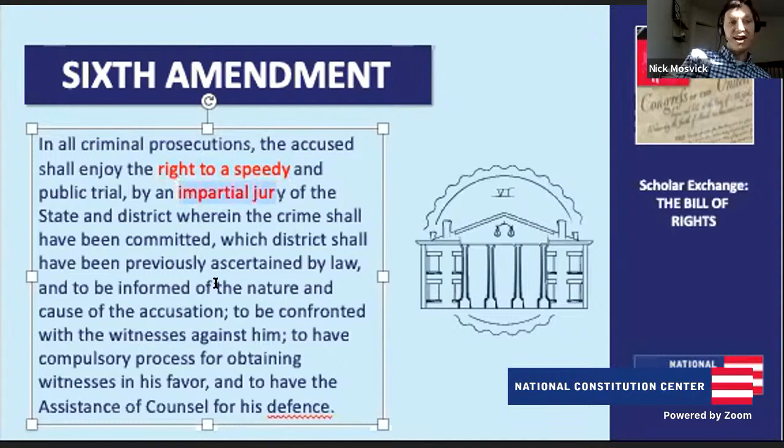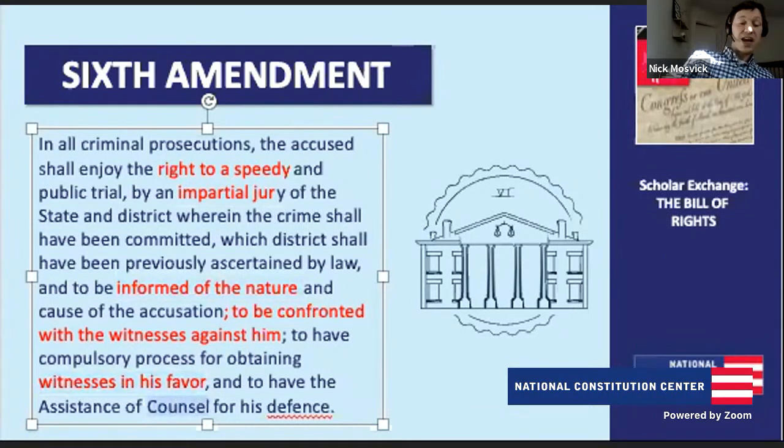That's called the vicinage, meaning within the area in which the crime was committed, that's where the jury should be taken from, right? That's where the trial should be. You have to be informed of the nature and cause of the accusation, right? You must know what you've been charged with. You have the right to confront witnesses against you, right? That's called the Confrontation Clause. You have a right to compulsory process for obtaining witnesses, right? And then finally, you have the right to counsel, right?